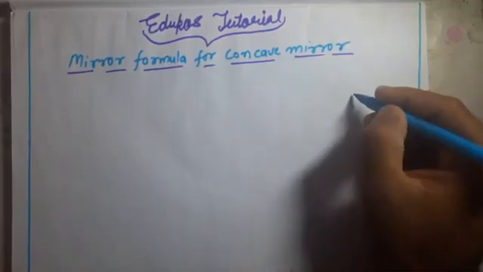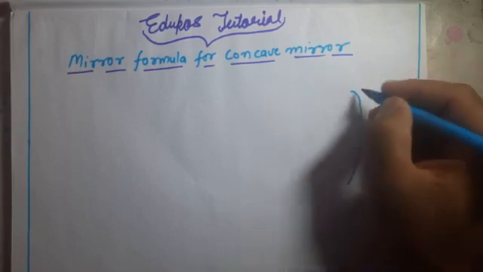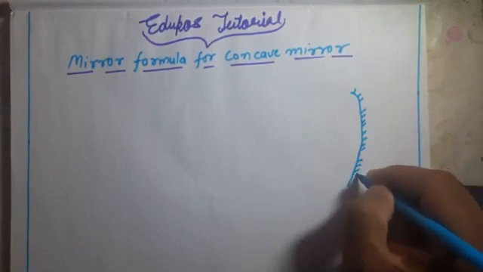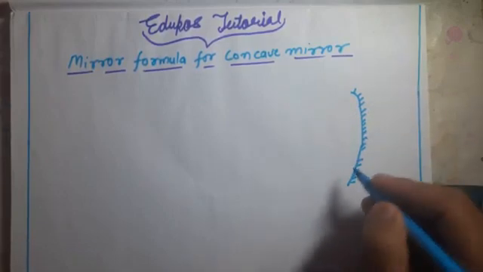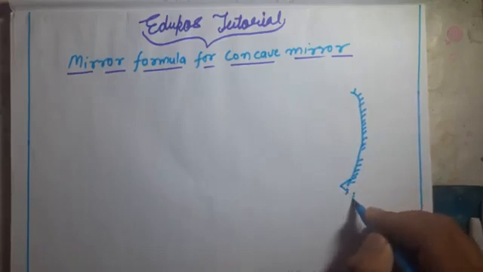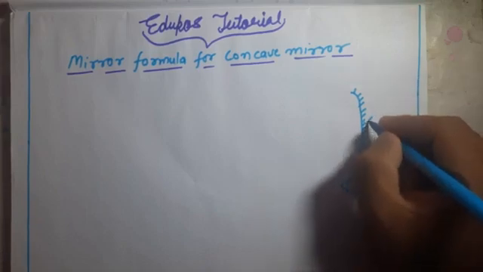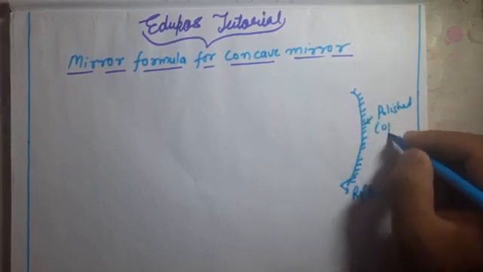Okay, as we know, a concave mirror is reflecting from inside and opaque from outside. So assume that this is our concave mirror and this side of the concave mirror is reflecting, while the other side is the polished side, or we can say that it is the opaque side.